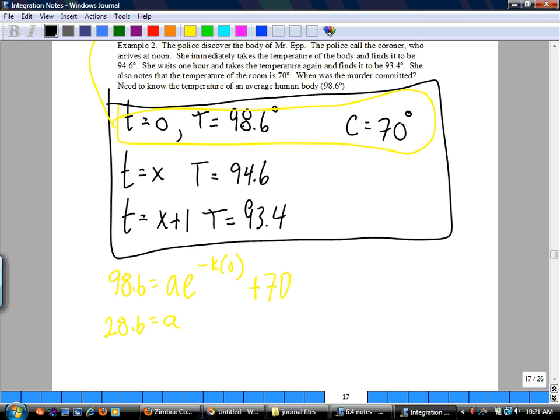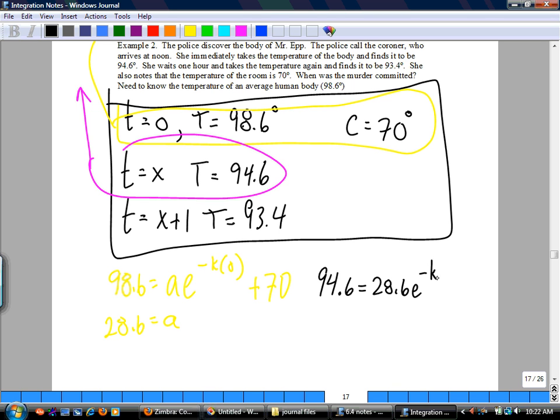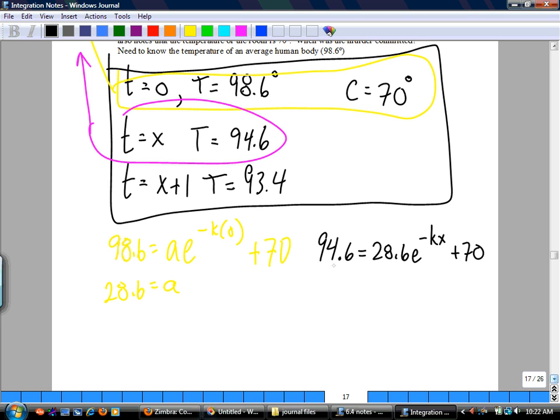And then we go back to the beginning and we take this information and we put it in the formula. So we get 94.6 equals 28.6 e to the negative kx plus 70. Tell me something we can do with that. Good. Isolate the negative kx. So move the 70 and you get 24.6 equals 28.6 e to the negative kx.